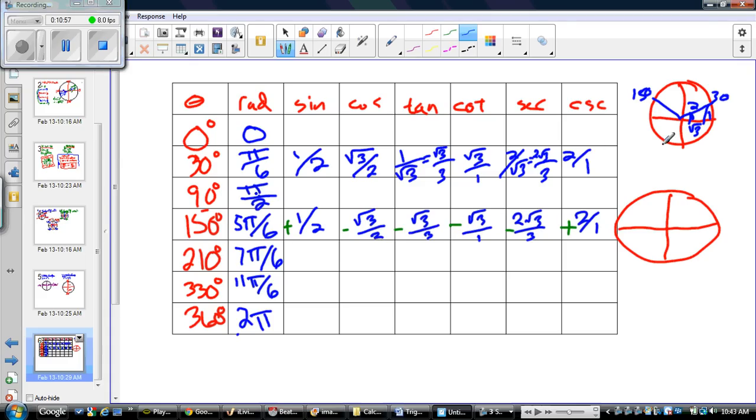So let's keep going. In the third quadrant, this is 210. It's part of the 30-degree family. So we know everything's the same as the 30: square root of 3 over 2, square root of 3 over 3, square root of 3 over 1, 2 square root of 3 over 3, and 2 over 1, which is just 2. Now let's put the signs in. In the third quadrant, all students take, that's tangent, so tangent and its reciprocal, cotangent, are positive, everything else is negative.